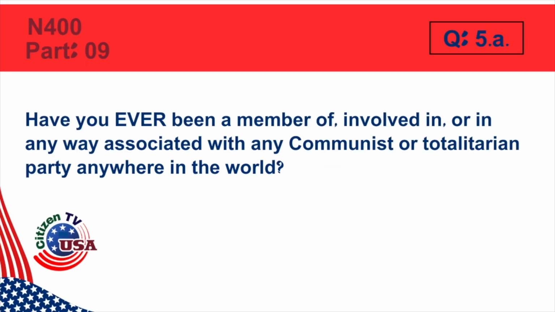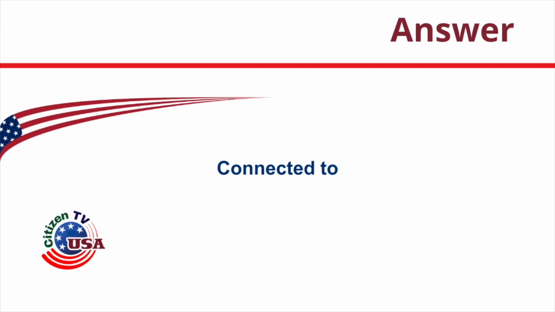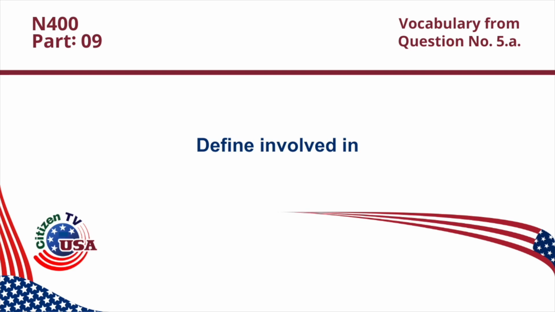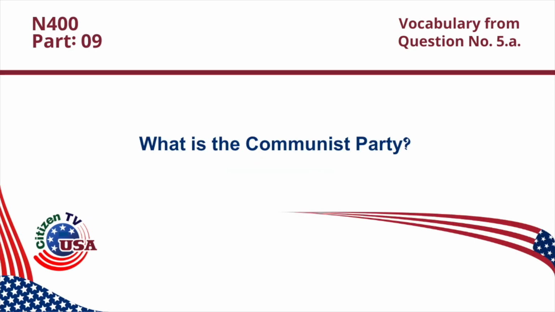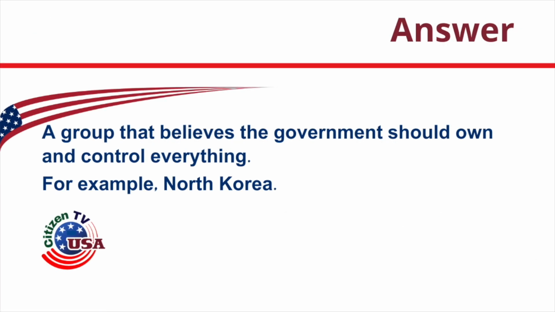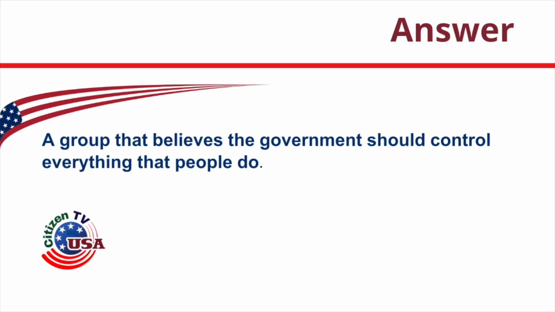Have you ever been a member of, involved in, or in any way associated with any communist or totalitarian party anywhere in the world? No. Define associated with. Connected to. Define involved in. Took part in. What is the Communist Party? A group that believes the government should own and control everything. For example, North Korea. What is Totalitarian Party? A group that believes the government should control everything that people do.